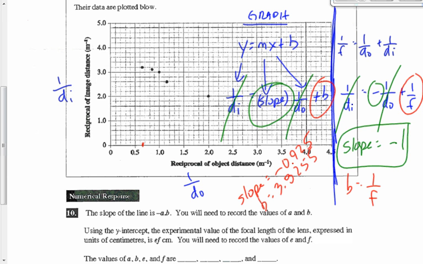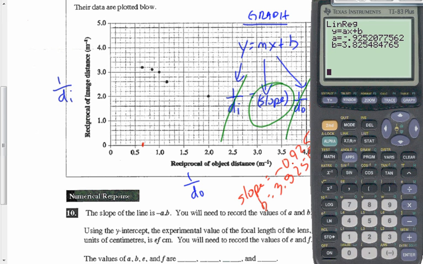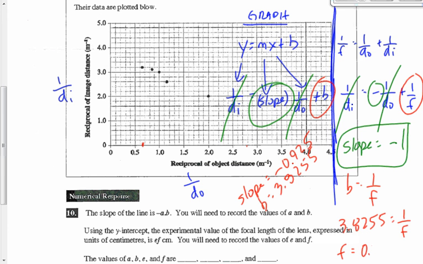Okay, let's take this 3.8255 and get the focal length from that by flipping it over. The way to do that is just to say 3.8255, x to the minus 1. That's 0.2614 meters.